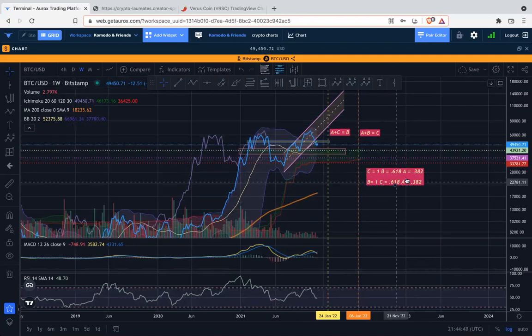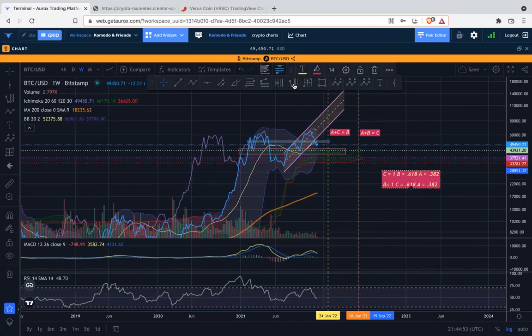But what we'll do is first check using the fib time extension tool here. This is called fib trend-based fib time. And so let's imagine that B is equal to 1, and then we'll check what the A is equal to. Does it equal 38.2?